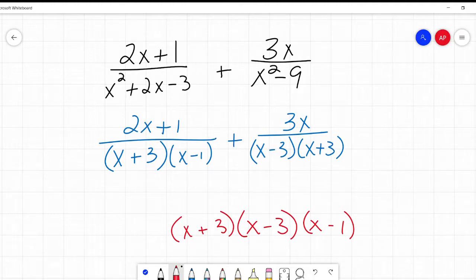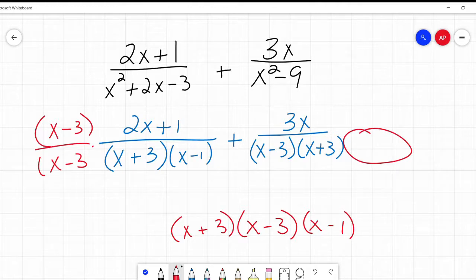So we want to multiply each of these by the missing piece. For this one over here on the left, the missing piece is x minus 3. So that's what I'm going to multiply it by. For this one over on the right, the missing piece is x minus 1. So that's what I'm going to multiply it by.